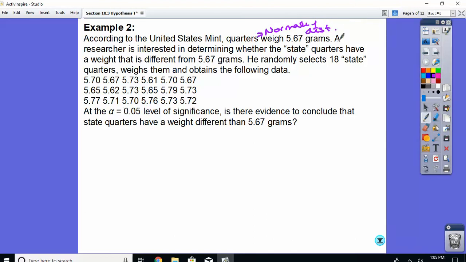Because without that, if I didn't tell you, you wouldn't be able to do this. Okay, so this is normally distributed. I'm telling you. I'm going to do it without it being normal, just like the other ones.